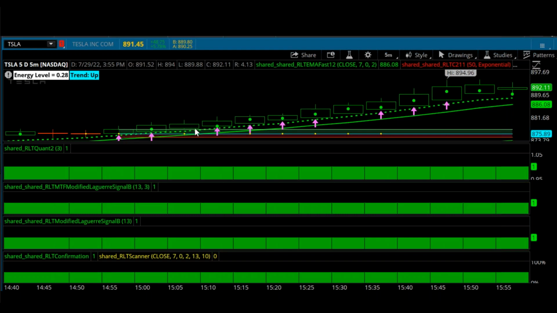You get in right there and you just ride this until you start getting tails again right here, and you get out. And that was a pretty big run in Tesla right here. This is a 5-minute chart. The price down here was about 880 and it ran up to 894. I didn't hold it that long, but that's what the Heikin-Ashi candles do for you. I just wanted to show an example of that.